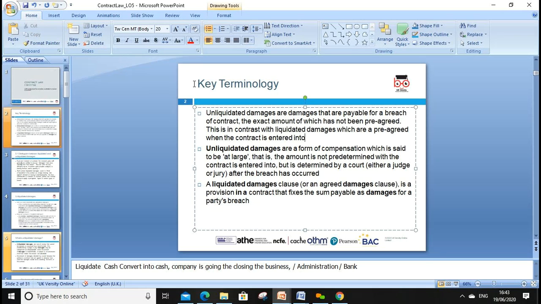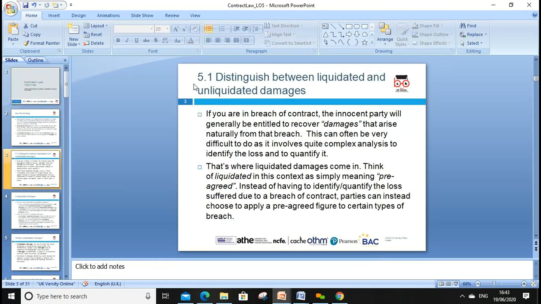A liquidated damages clause in the agreement is a provision in a contract that fixes the sum of the damages. For either party, if you do not deliver or do not finish your work in the time we agreed, you need to pay 10% of the value of the contract. If the contract was 2 million, 10% is what you are supposed to pay as damages. We agreed that, so it is liquidated. The other kind is unliquidated. Next we are looking at 5.1.